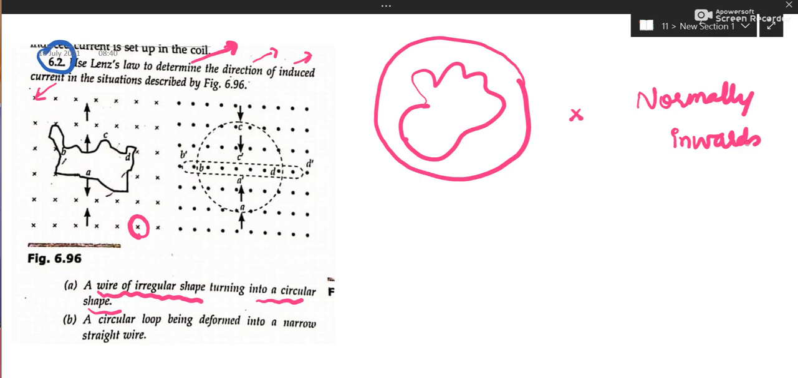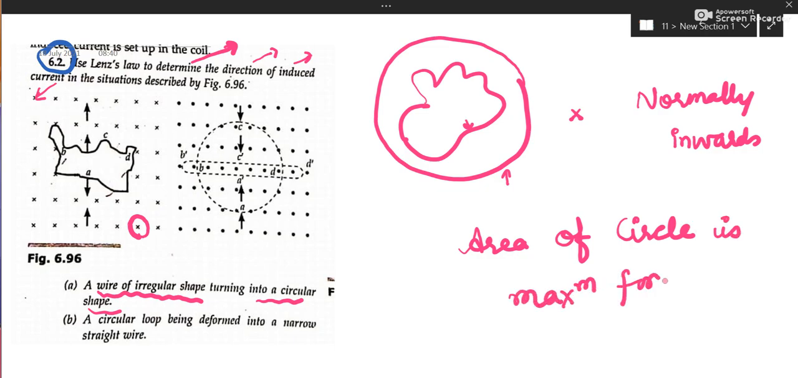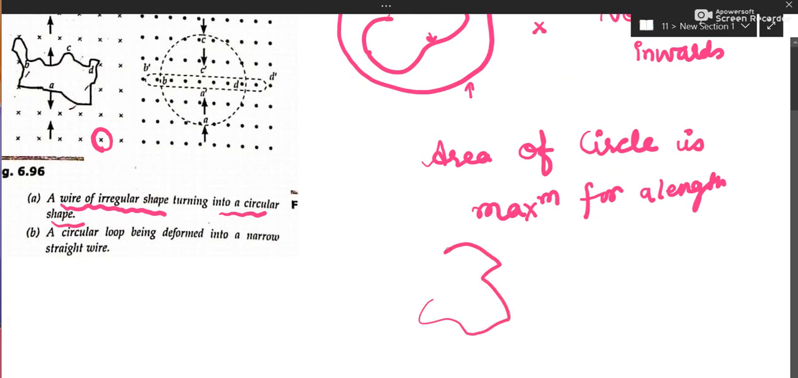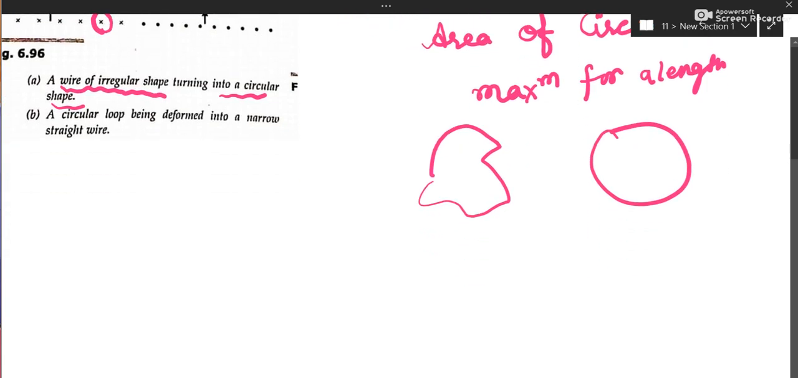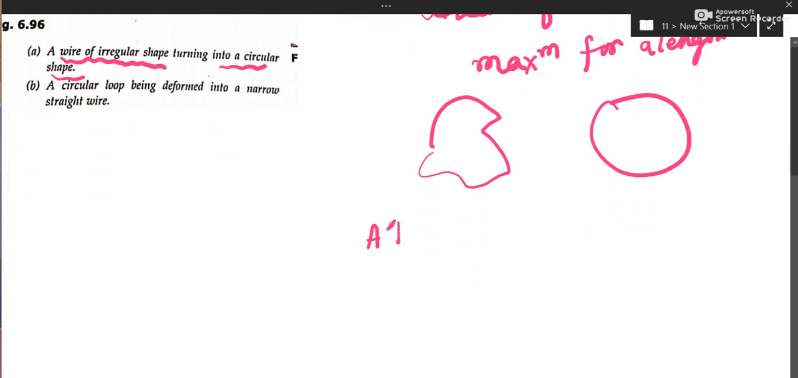See, the irregular wire is changed into a circle. So, area increases. Area of a circle is maximum for a given length. It means when the irregular wire is changing into a circle, area increases. That means flux increases. Flux is BA, cos theta is 1. Okay, area increases, so flux also increases.